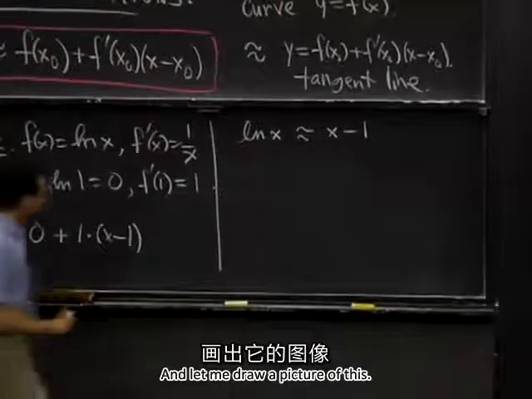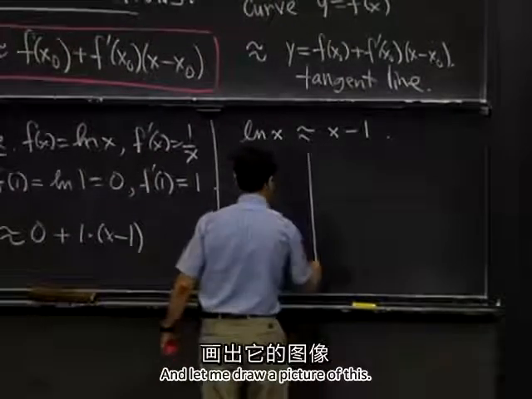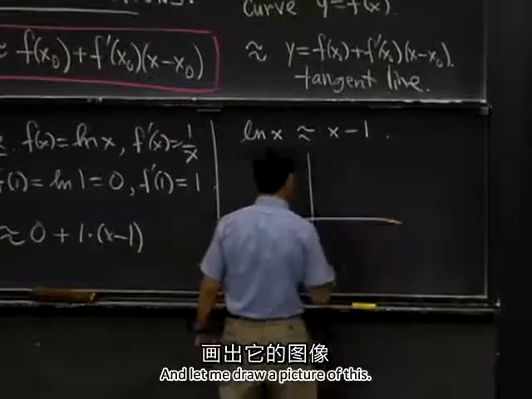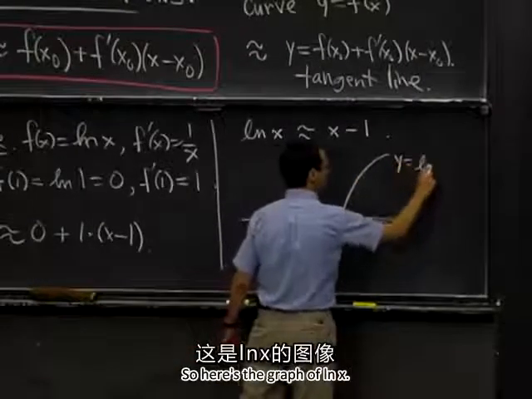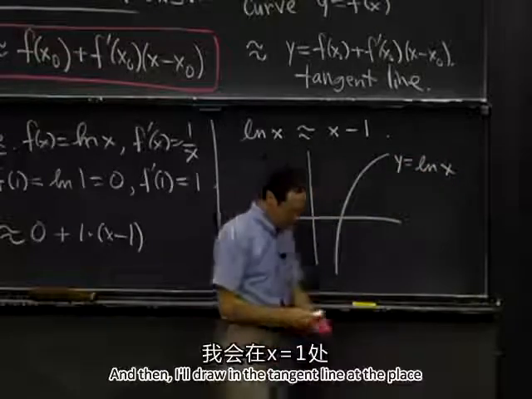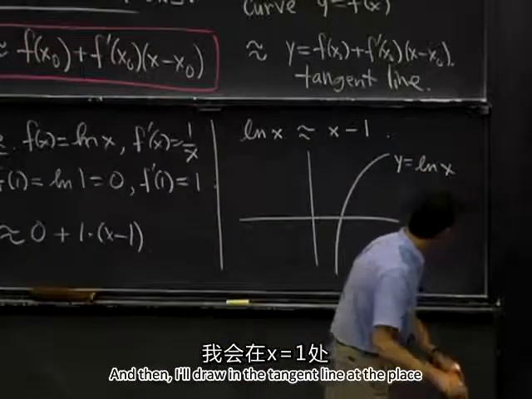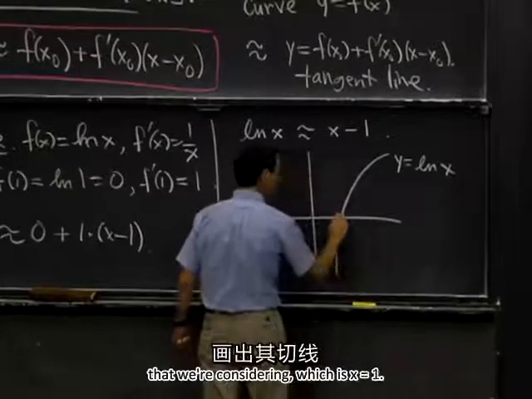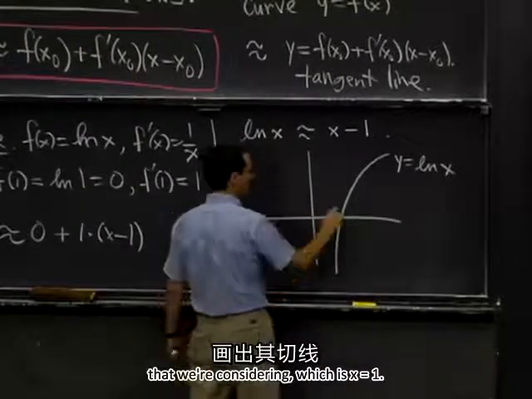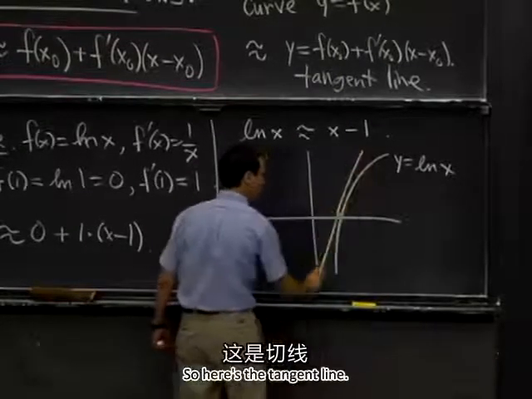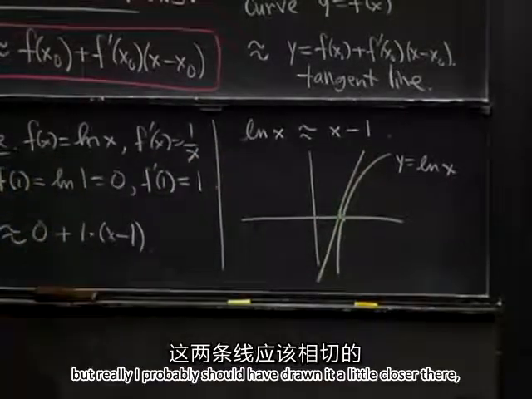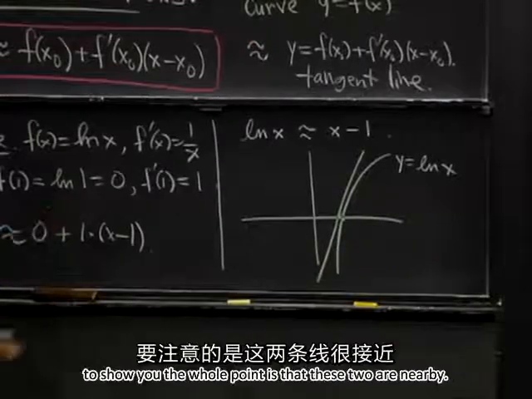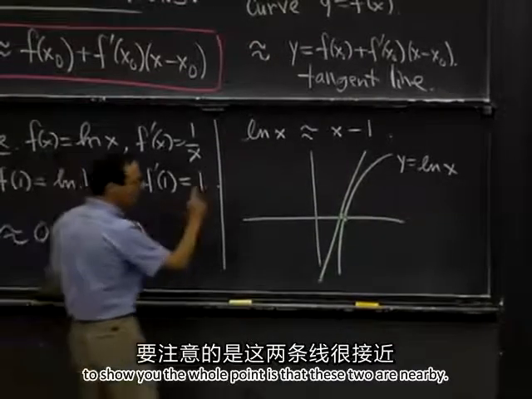And let me draw a picture of this. So here's the graph of log x. And then I'll draw in the tangent line at the place that we're considering, which is x equals 1. So here's the tangent line. All right, I separated them a little bit, but really I probably should have drawn it a little closer there to show you. The whole point is that these two are nearby.